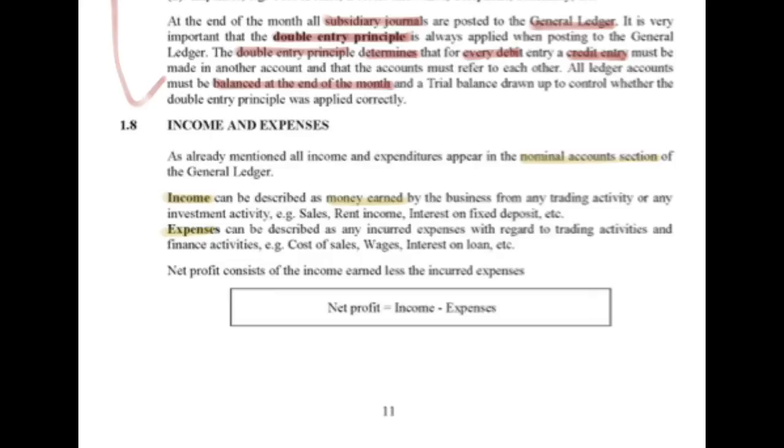Expenses can be described as any incurred expense with regard to a trading activity or a financing activity. So it's the cost to having that activity. So in other words, it's like cost of sales or wages or interest on loan. So to work out net profit, it looks as follows. Net profit is all of your incomes minus all of your expenses.